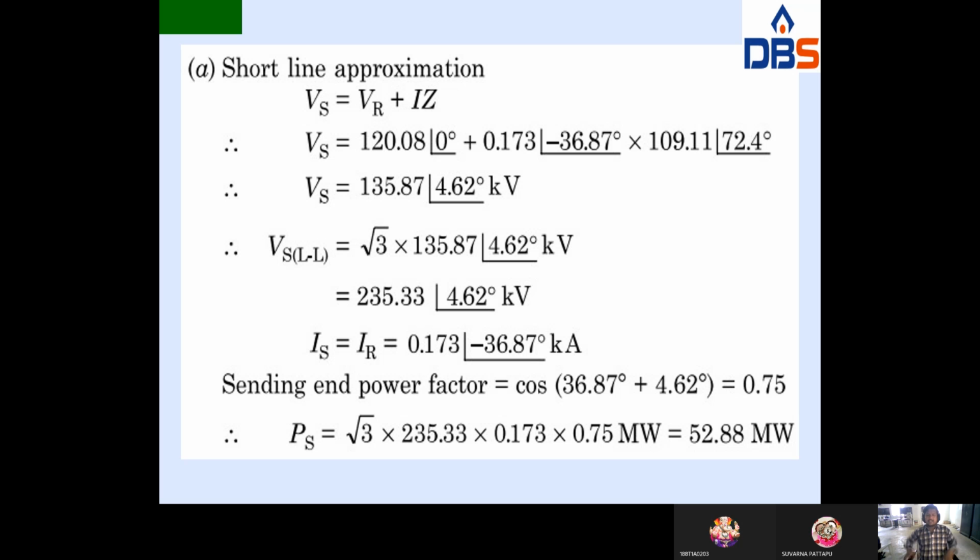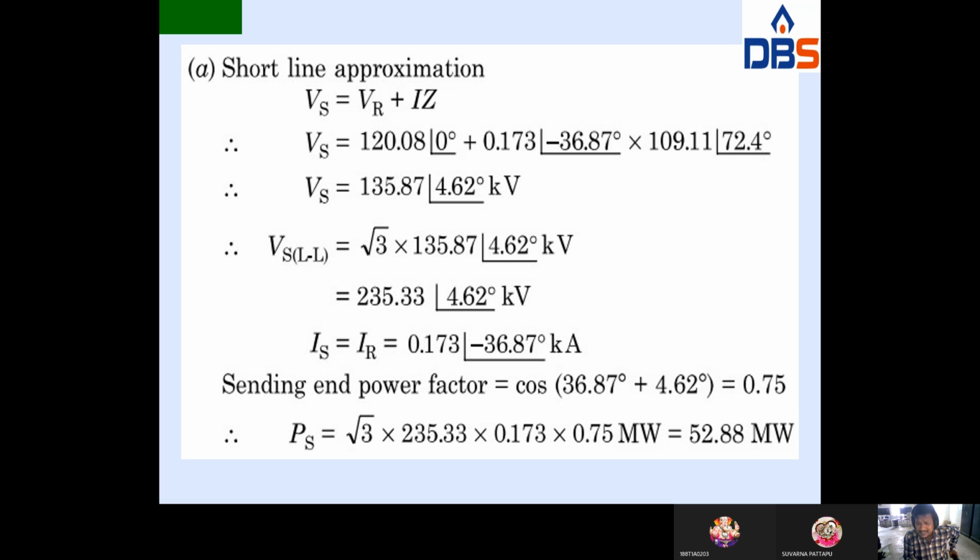For short transmission line, Vs is equal to VR plus IZ. We know the values, and substituting we get sending end voltage equal to 135.87 at an angle 4.62 degrees kV. For line to line, into root 3, right? That is 235.33 at an angle 4.62 degrees kV.